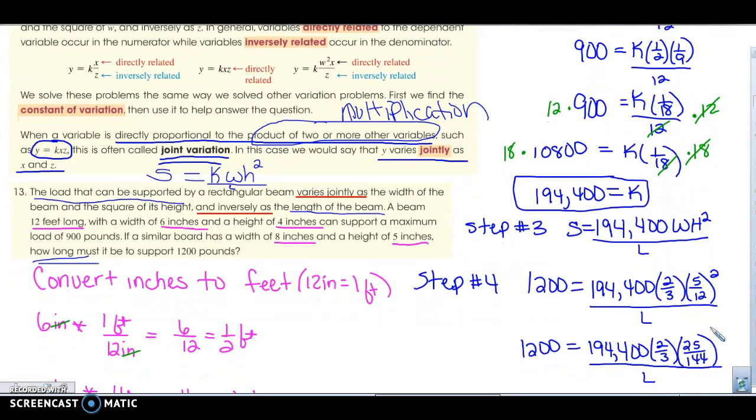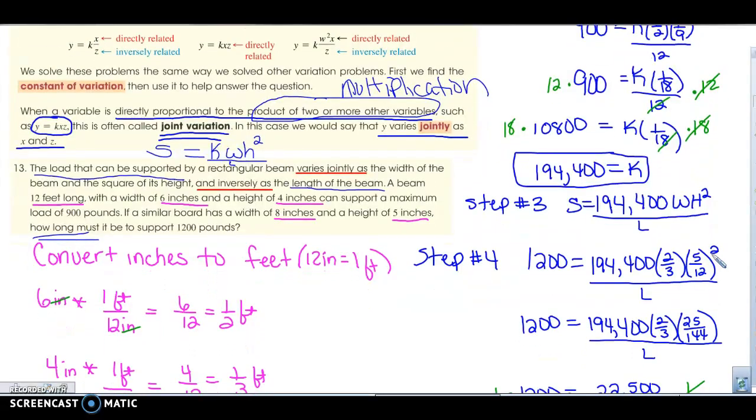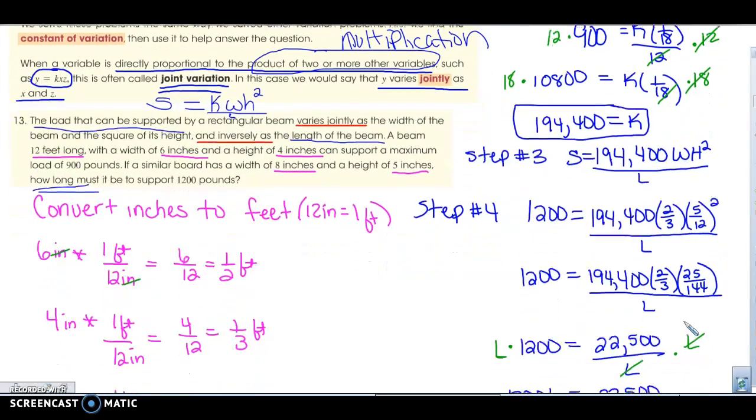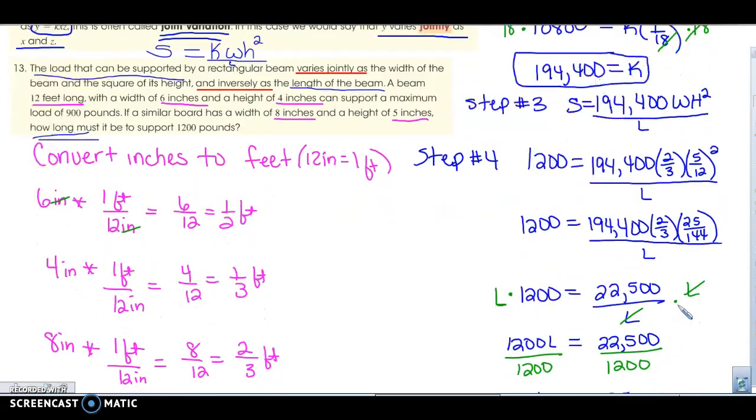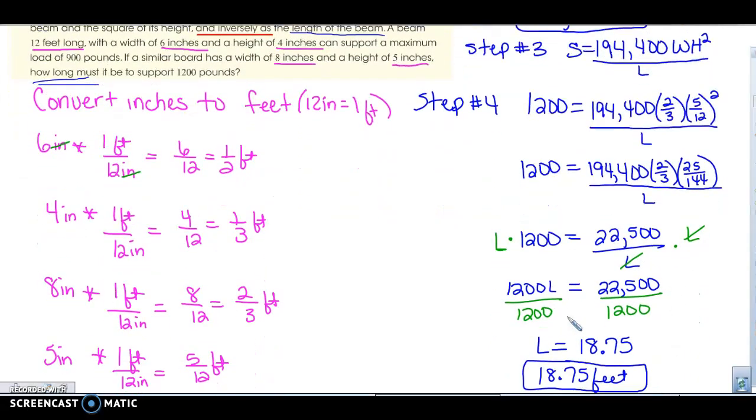All right, so let's take a look at what to do. I went ahead and, order of operations, squared this first. Then I went ahead and multiplied everything together on the numerator and got 22,500. Got rid of the fraction, multiplying both sides by L, and then found out that the length would need to be 18.75 feet. And so that's the answer they actually want us to turn in. But we still have to go through that 4-step process to eventually get to the 18.75 feet.